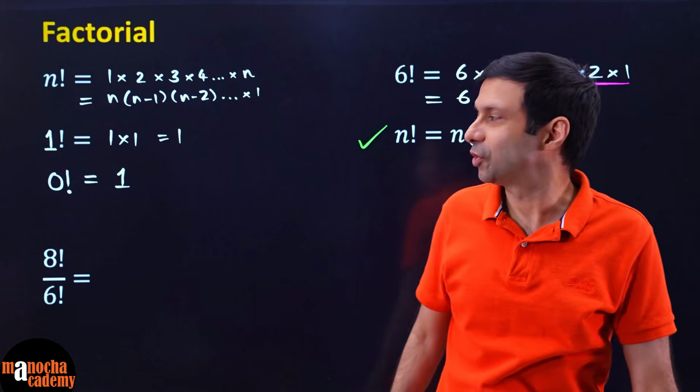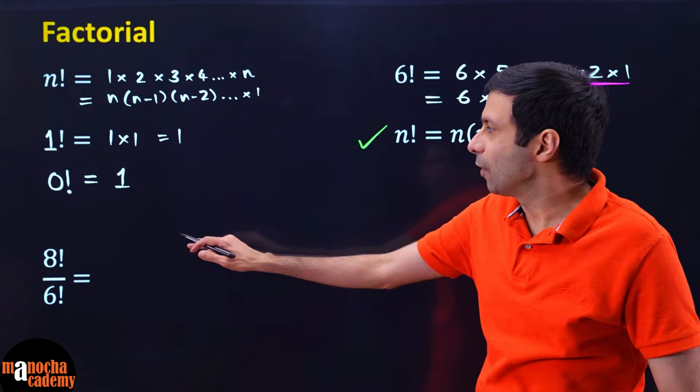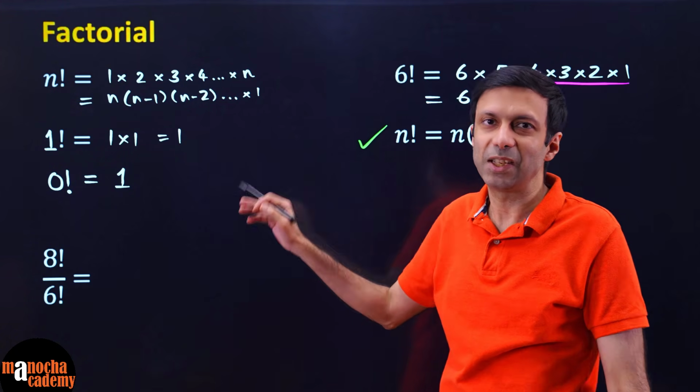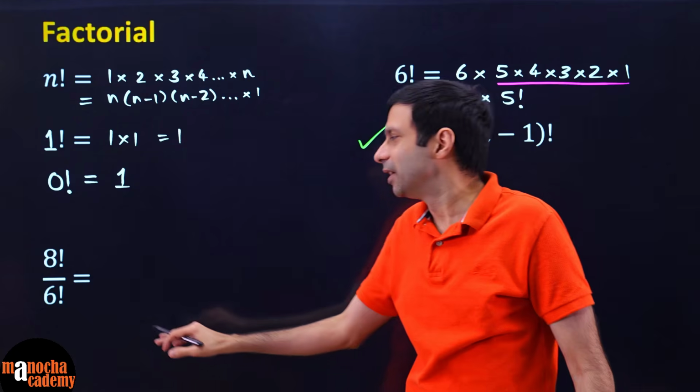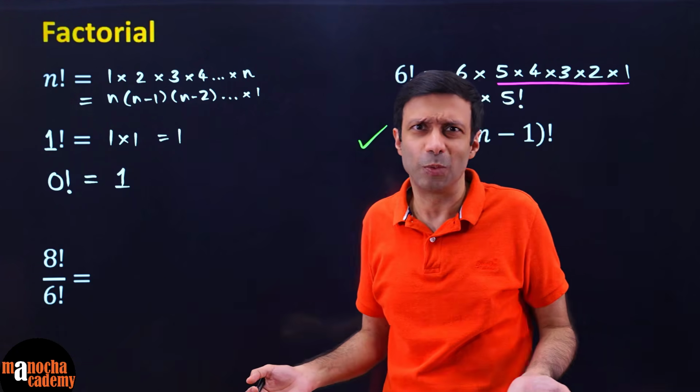Now let me ask you a question. Can you find out what is 8 factorial by 6 factorial? So one way of doing this is expanding it out, writing 8 factorial as 8 times 7 times 6 times 5 times 4 all the way up to 1. Same way with 6 factorial. But we are going to be a little smart here. We don't want to do so much hard work.